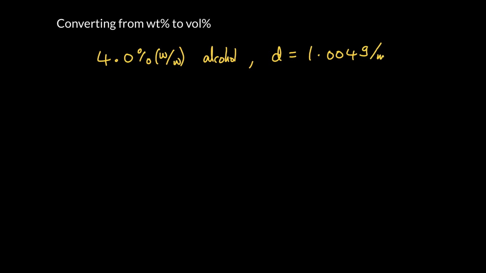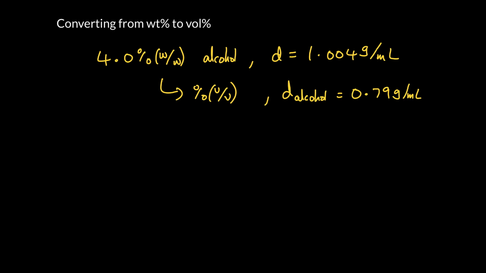So let's do a concrete conversion here. Let's convert from weight percent to volume percent. Perhaps we've got some beer that is 4% by weight alcohol, and this beer has a density of, say, 1.004 grams per milliliter. We want to convert that to a percent by volume. We need to know a little more information here. We actually need to know the density of alcohol, and when I say alcohol, I mean ethanol. The density of ethanol is something like 0.79 grams per milliliter.